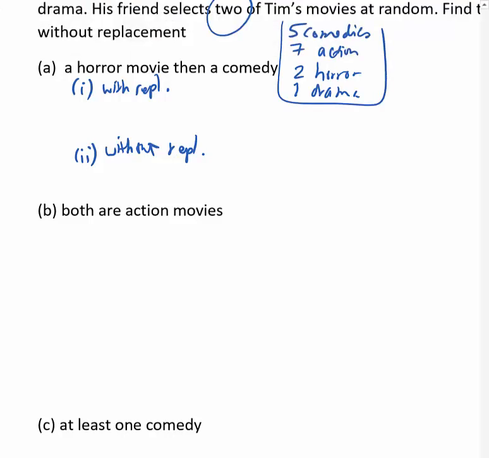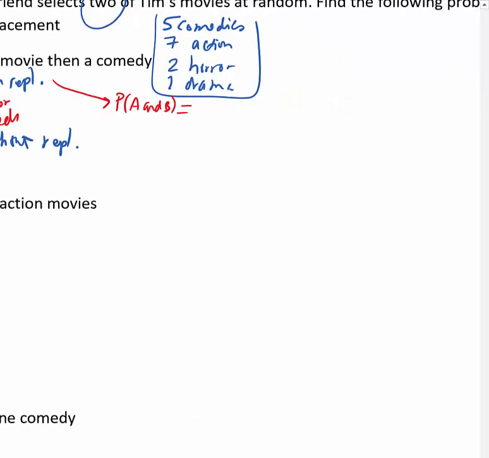But okay, a horror movie and then a comedy. Well, let's see, it's the probability of A and B, because you want the first one to be horror and the second one to be comedy. So I guess you're saying A is the first is horror, B would be the second comedy. And you want to make sure both of those are happening. So we're going to multiply the probabilities.